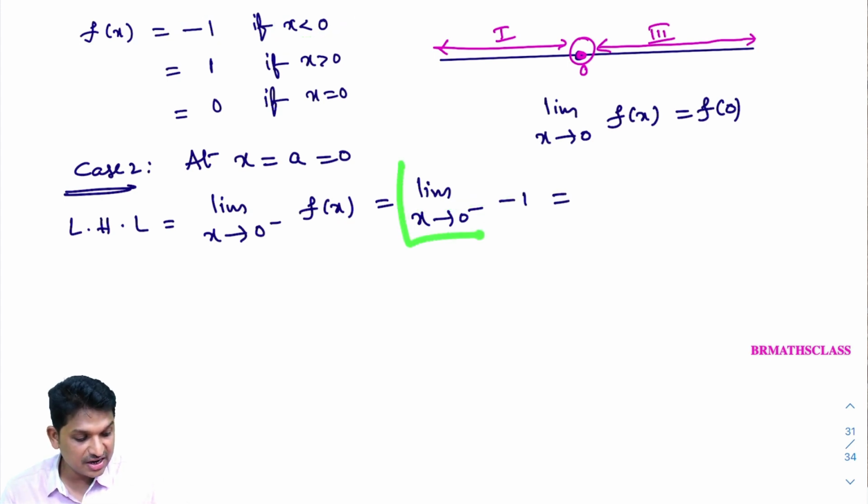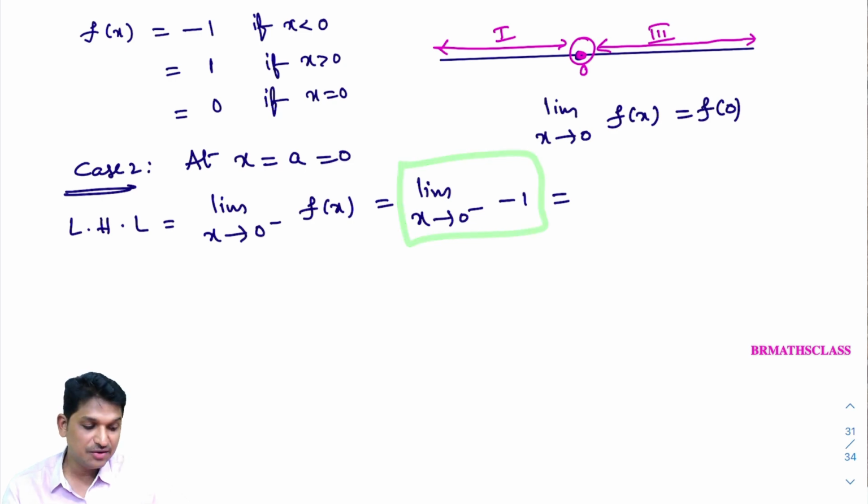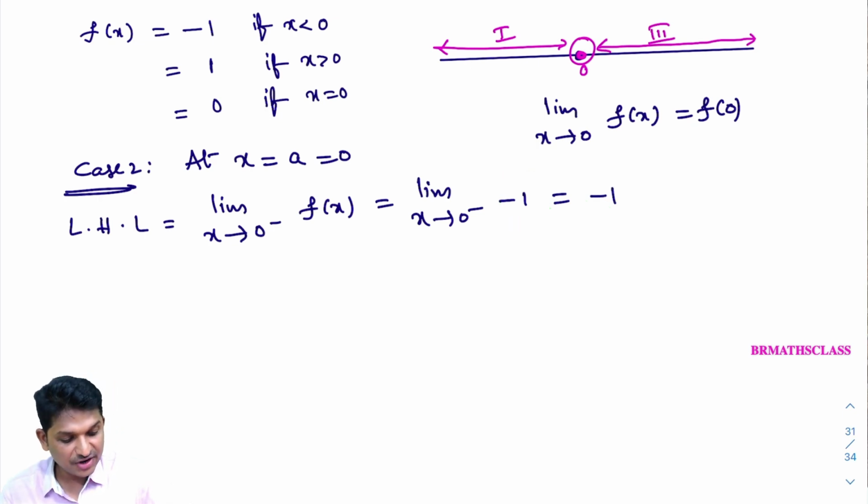Now I need to calculate the limit of this. How to calculate? In the given function, where x is there I need to write 0. But actually here x is not there. So what will you get? You will get minus 1. So I calculated the left hand limit. I got minus 1. Now I will calculate the right hand limit.